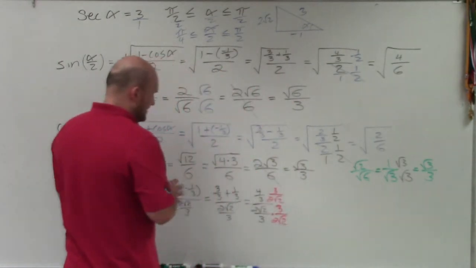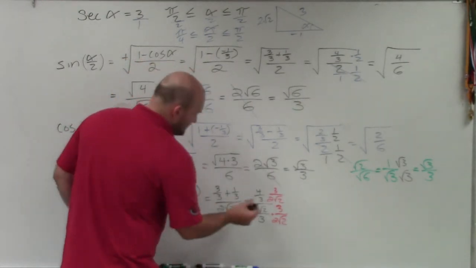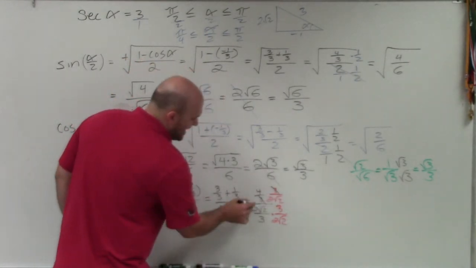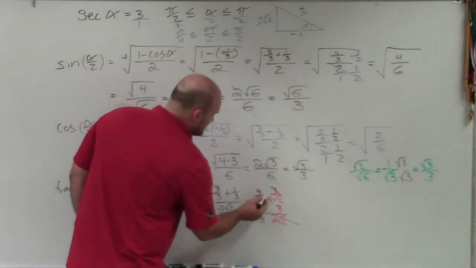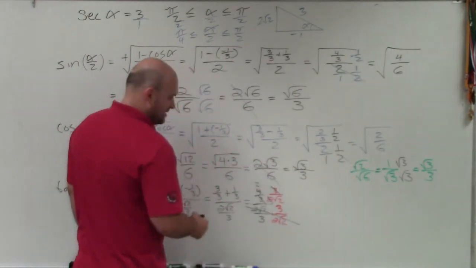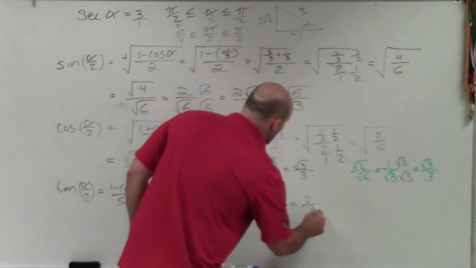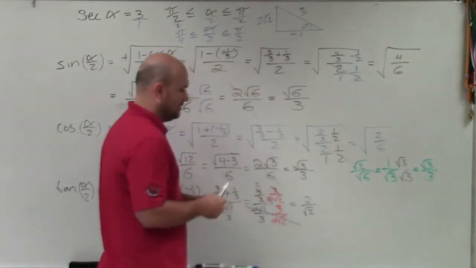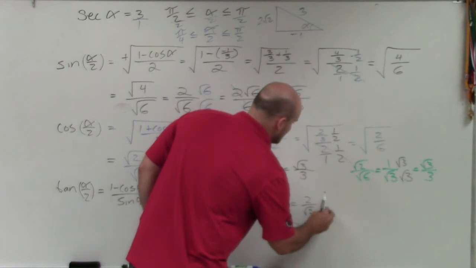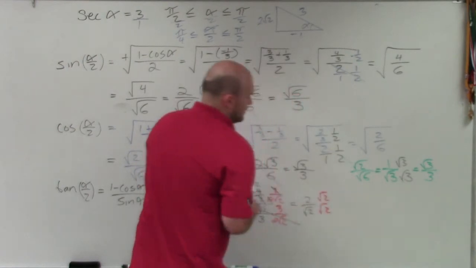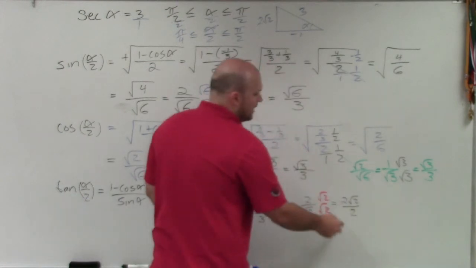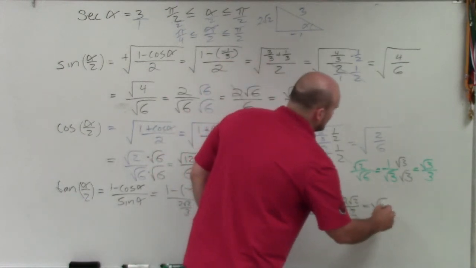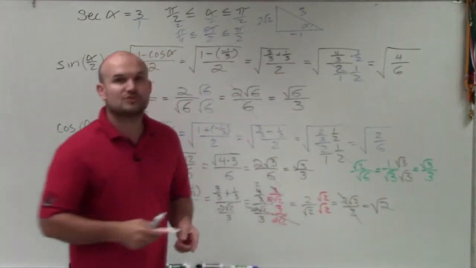And what's helpful about this now is now the 3's divide out. Any fraction multiplied by its reciprocal multiplies to 1. The 2's, 4 divided by 2 is just 2. So therefore, I'm left with 2 over the square root of 2, which, again, I can rationalize the denominator. And that leaves me with 2 square root of 2 over 2. Now the 2's divide out, leave me with the final answer of square root of 2.